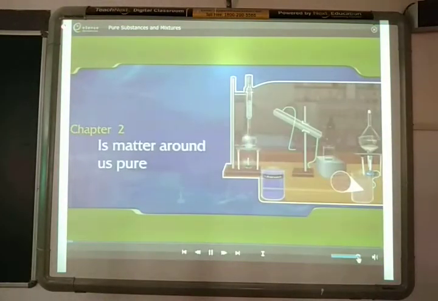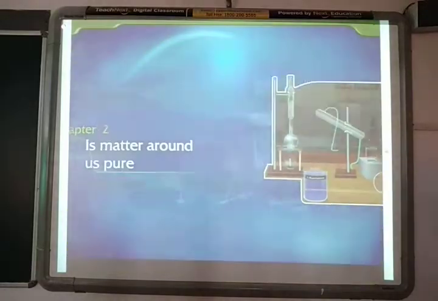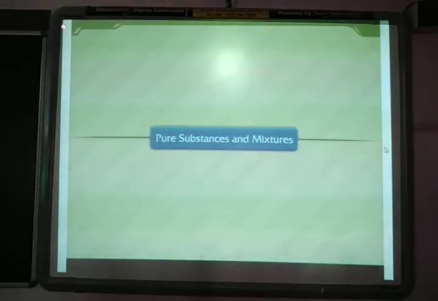Chapter 2. Is matter around us pure? Pure substances and mixtures.